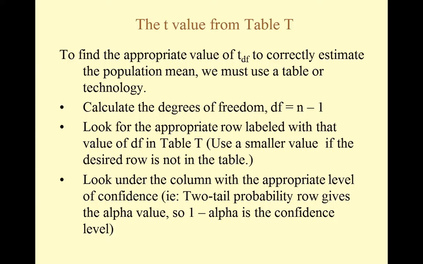Then look under the column with the appropriate level of confidence. You're going to look at the two-tail probability row, which gives you the total alpha value in both the left and right tails. So 1 minus alpha times 100 would give you the percent level for confidence.